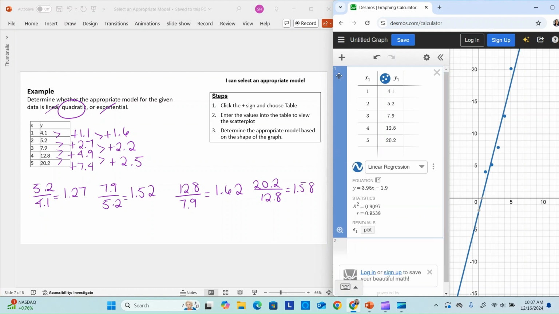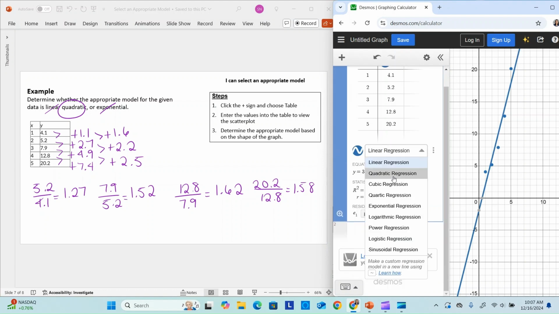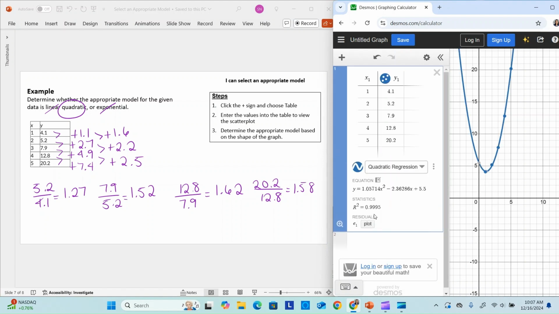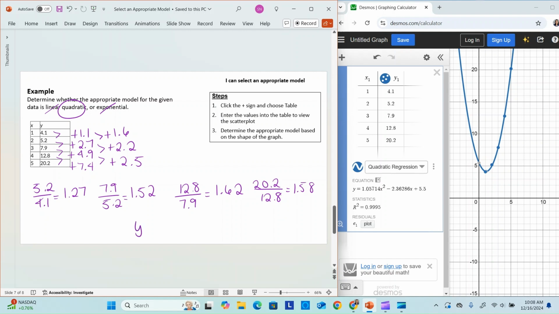Just to make sure, I can just go ahead and do the regression and then ask Desmos to tell me if it's a good fit. You see here, it gives me the quadratic and it says that r squared is 0.9995. So that means that quadratic equation is going to be a good fit for this data. Okay, so we have 1.06x squared minus 2.36x plus 5.5. Okay, and that's going to be a good fit for this data set.